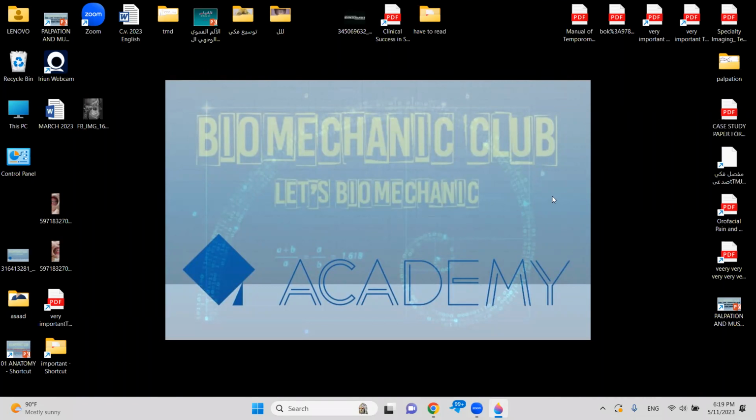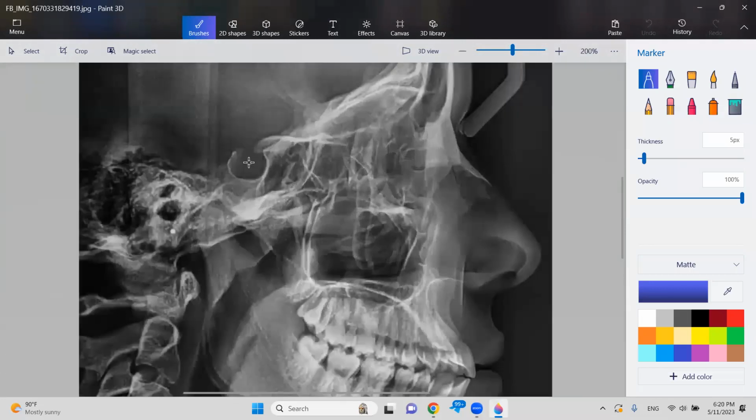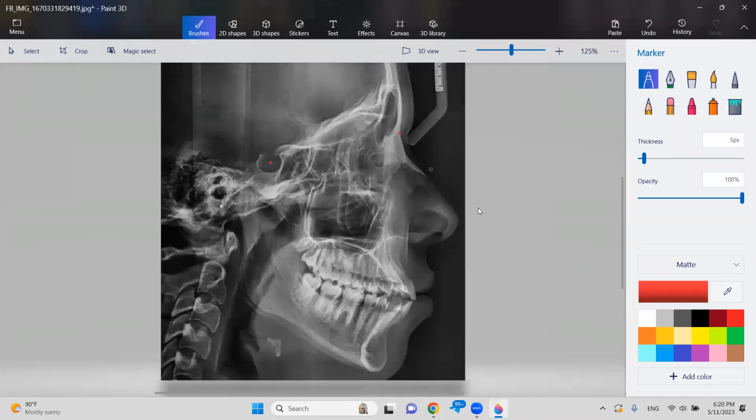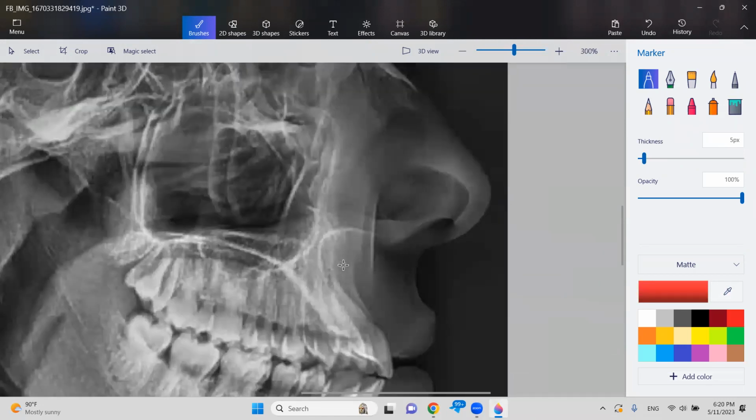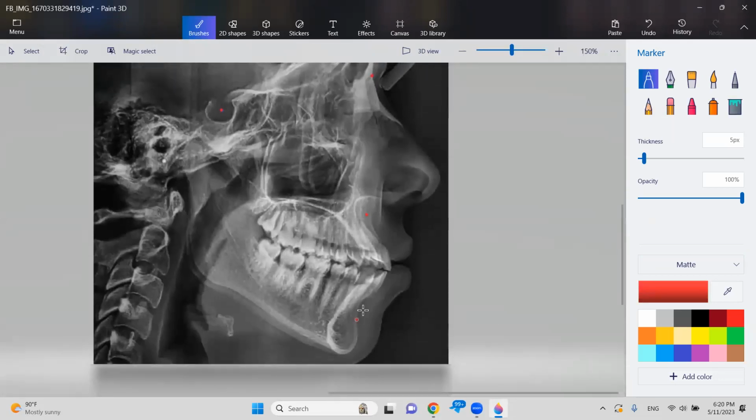Today we are going to study cephalometric X-ray using Steiner analysis. Steiner analysis depends on some landmarks. Now we are going to locate them. First one is Sella turcica, and the second one is Nasion. Third one is A point for maxilla and B point for mandible.